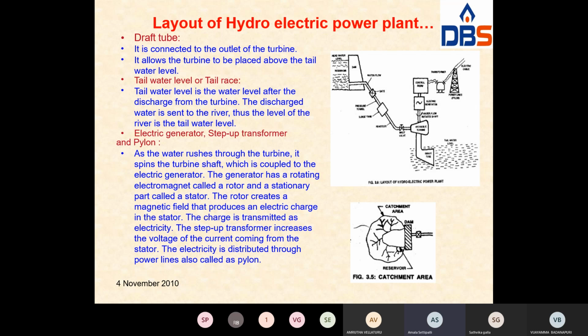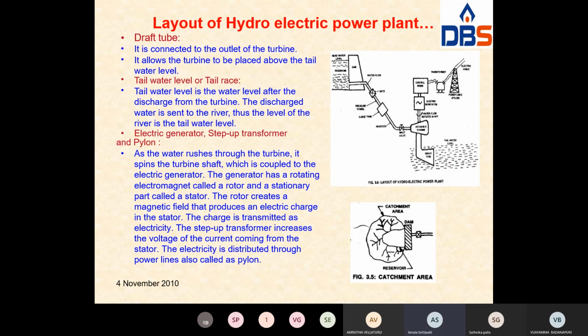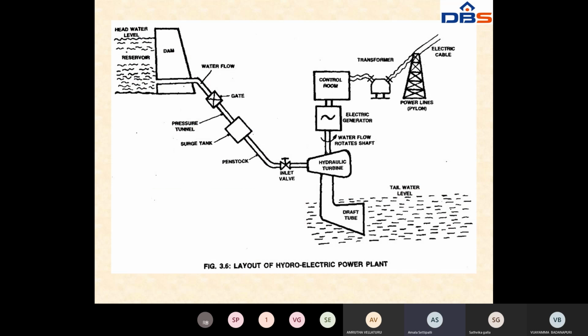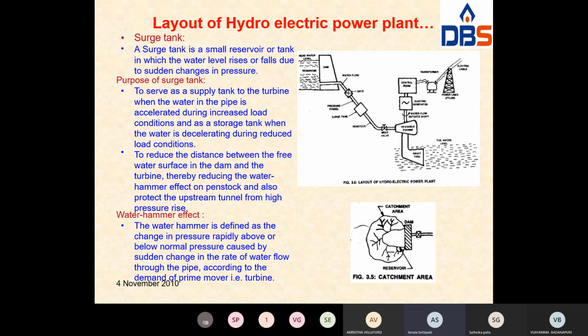Step up means it increases the voltage level, step down means it decreases the voltage level. Whatever voltage is coming from the generator is small, so that voltage will be stepped up by the step-up transformer and distributed through the transmission lines. That is the total layout, along with the working principle and the different parts in the hydroelectrical power plant.